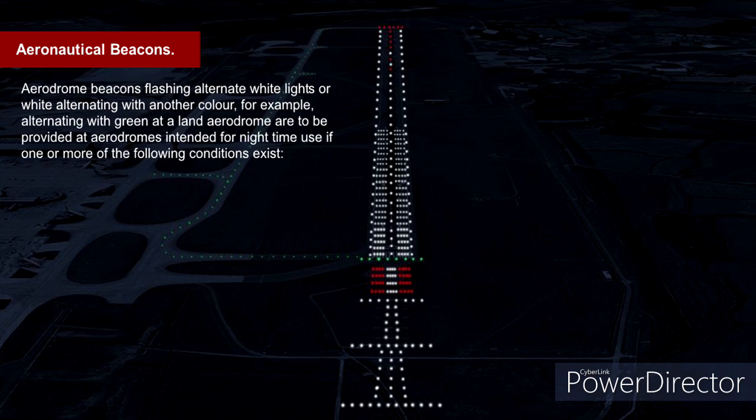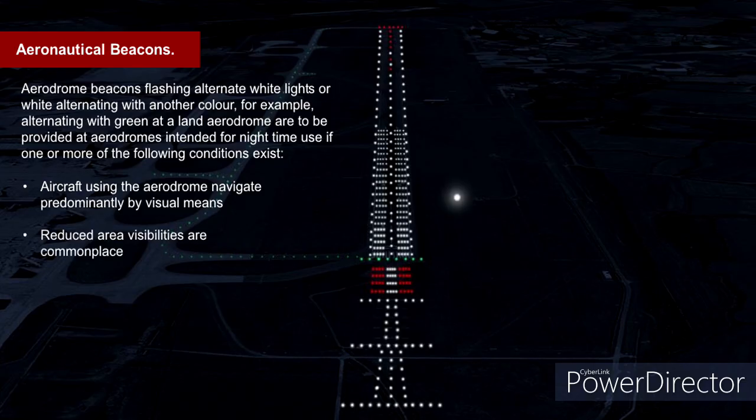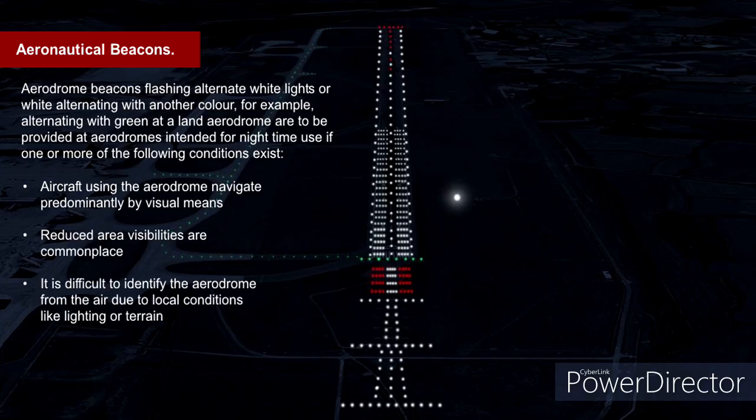Aerodrome beacons flashing alternate white lights or white alternating with another colour, for example alternating with green at a land aerodrome, are to be provided at aerodromes intended for nighttime use if one or more of the following conditions exist. Aircraft using the aerodrome navigate predominantly by visual means, reduced area visibilities are commonplace, or it is difficult to identify the aerodrome from the air due to local conditions like lighting or terrain.